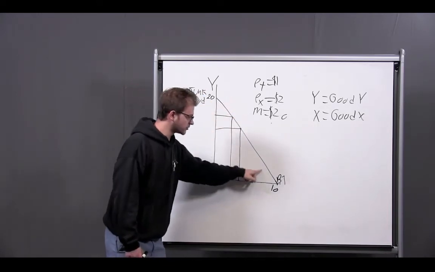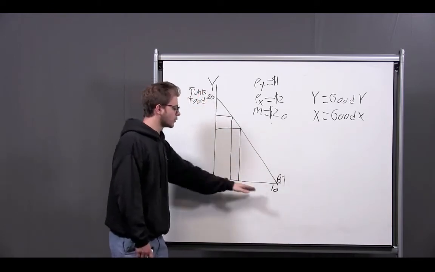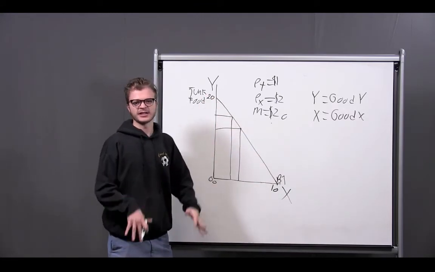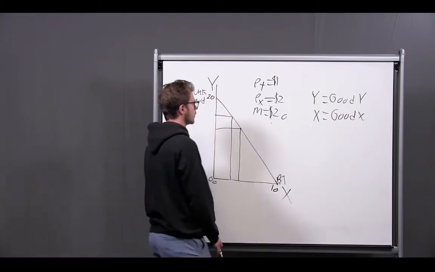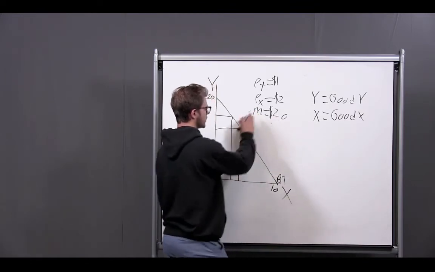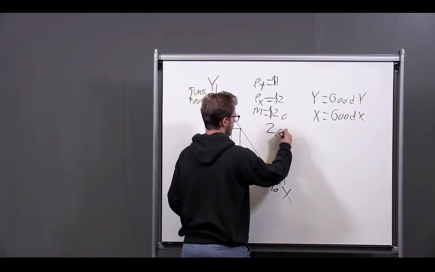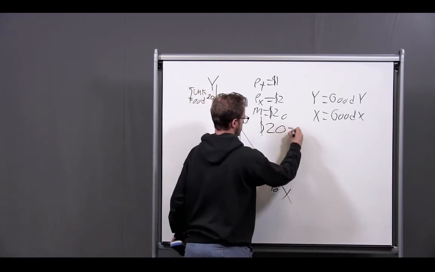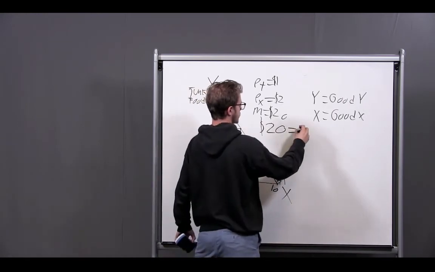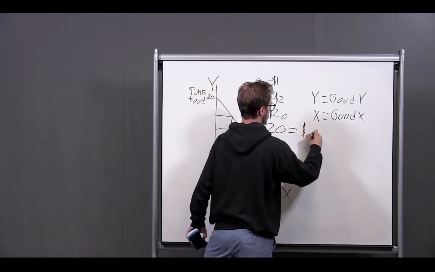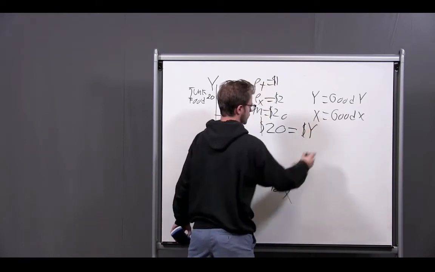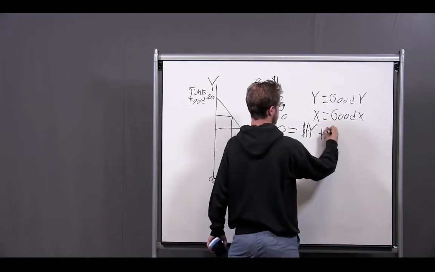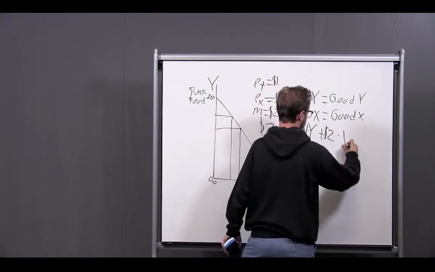Okay, so now we're going to plug in the values and see if we can solve for y and get a traditional looking graph, where y equals x plus an intercept type of thing with a coefficient on the x. What we already have from previous is that $20, the budget, equals $1 times how much y we consume plus $2 times how much x we consume.